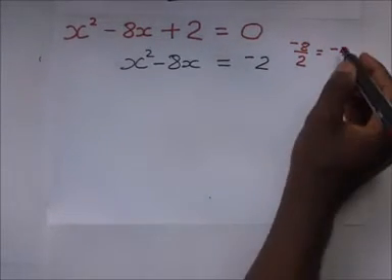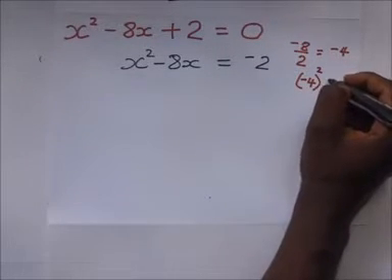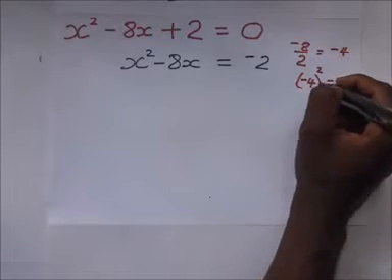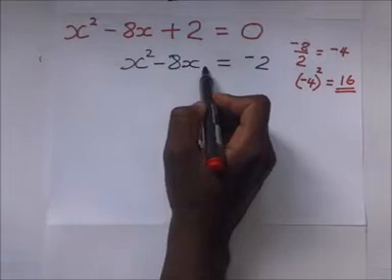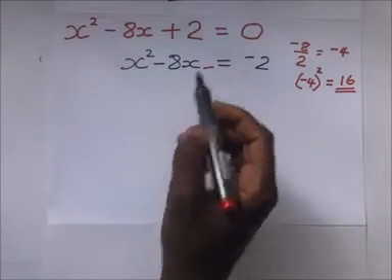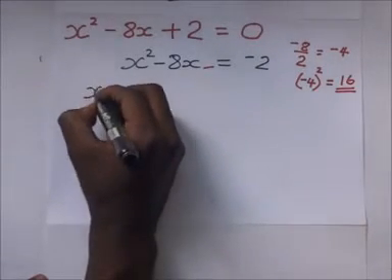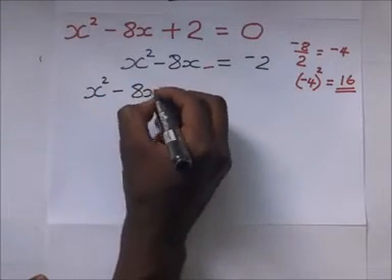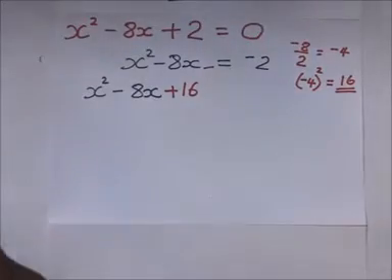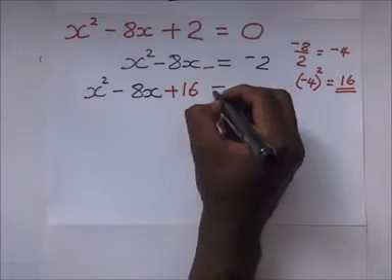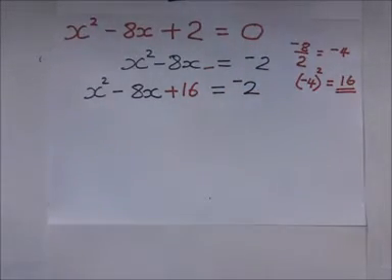Now the answer we get is supposed to be squared. When we square the answer, the answer we get is 16. So it is this 16 that we are going to add on both sides of this equation. So it means our next step is going to be x squared minus 8x, then we shall add the 16 we got here, is going to be equal to negative 2 plus that 16.